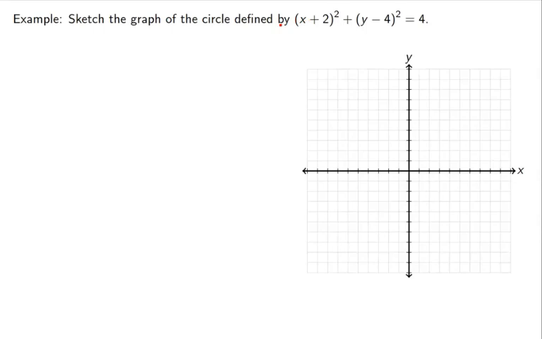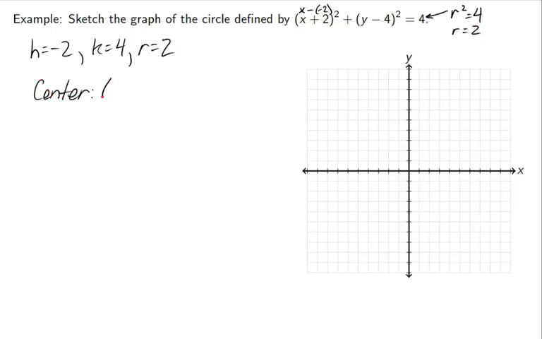With that said, here I can think of this as x minus -2 if I'd like. But either way, a plus means that h is -2. With that said, y minus 4 means k is just 4. Again, it's the opposite from what sign you see in the equation. And then finally, remember that r squared is this number. So if r squared is 4, then r is 2. Let's write that out. The center is -2, 4. And the radius is 2.